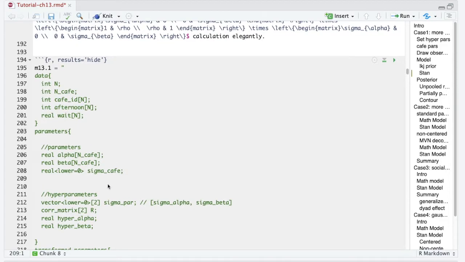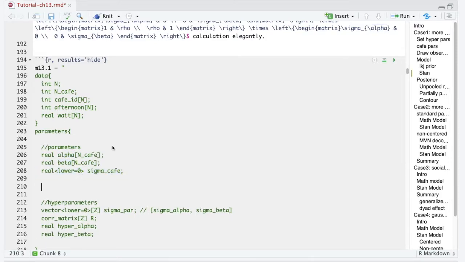In the parameters block, we define the parameters for our likelihood function, or we can call them the first level parameters. So we have alpha and beta with length of the number of cafes, and sigma cafe. These three variables form our likelihood function. Wait times is normally distributed with alpha plus beta times afternoon, with the standard deviation of sigma cafe.